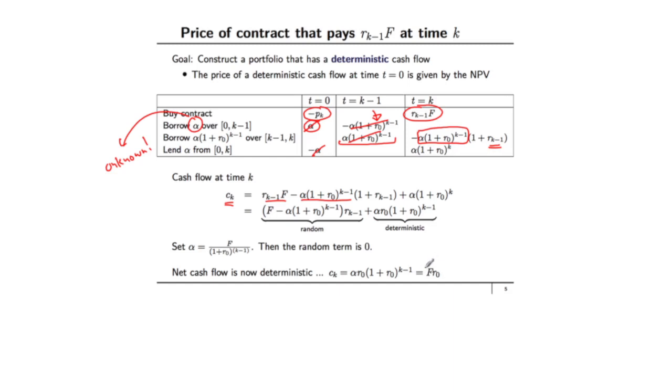And how do I end up getting this f times r0? I'm just using the fact that alpha is going to be equal to f divided by 1 plus r0 to the power k minus 1. It exactly cancels out, and you end up getting that ck is nothing but f times r0.